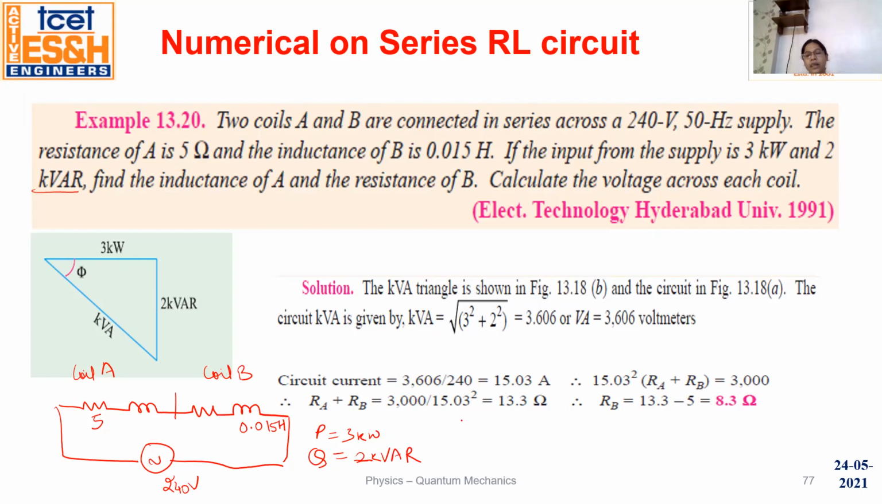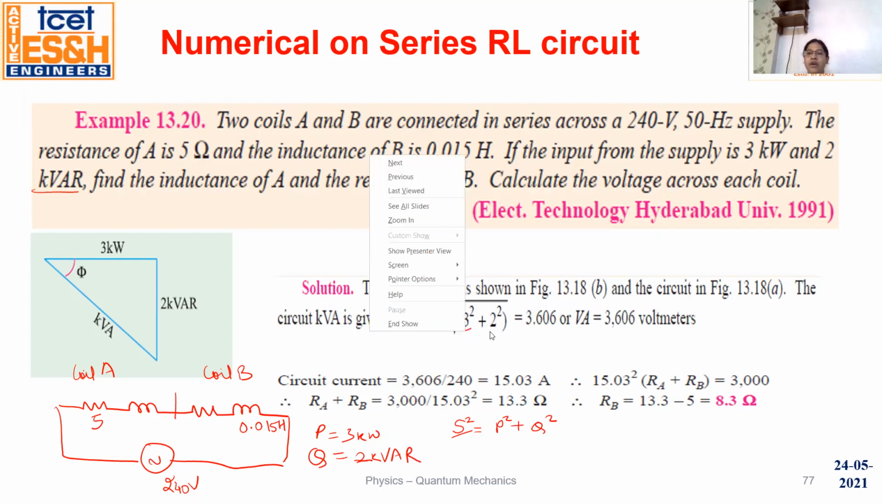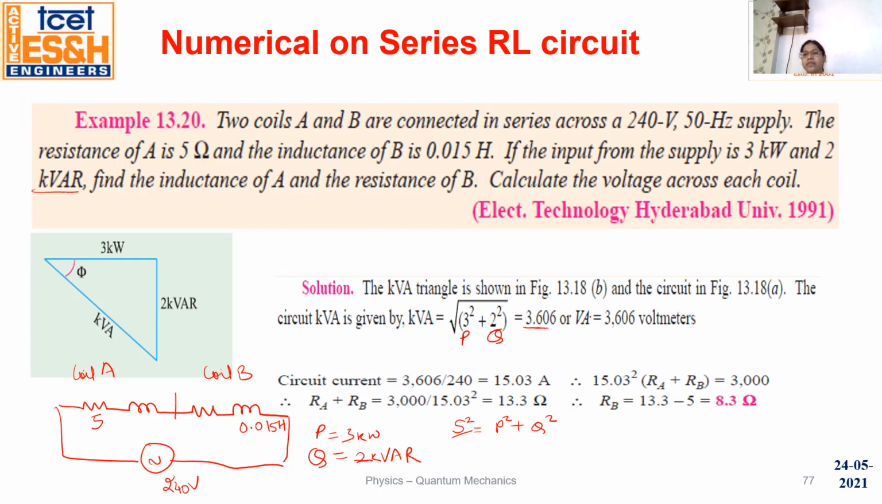As you know, apparent power S square is equal to P square plus Q square. So we have P and Q. So you will calculate apparent power from here. This is 3 kW, this is 2 kVAR. So this is P and this is Q. So we will get total apparent power 3.606 kVA. This is the apparent power.